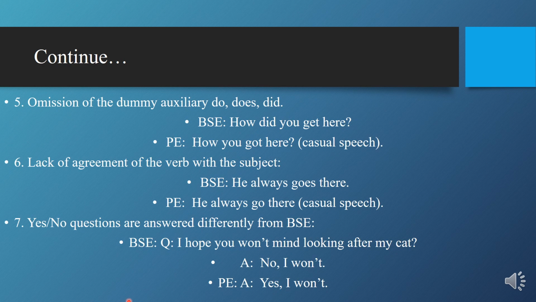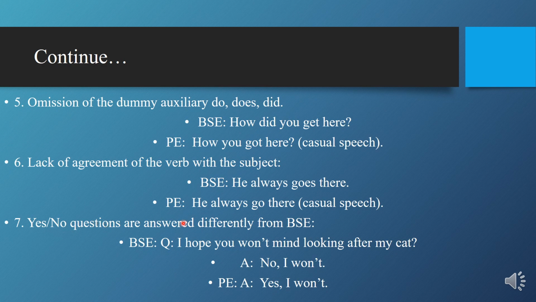Lack of agreement of the verb with the subject means there is a lack of agreement of the verb with the subject. For example, he always go there. In British English they use s or es, but when we talk about Pakistani English, speakers don't use the s or es with the helping verb. He always go there, as in casual speech, they use the words he always go there. They didn't use s or es.